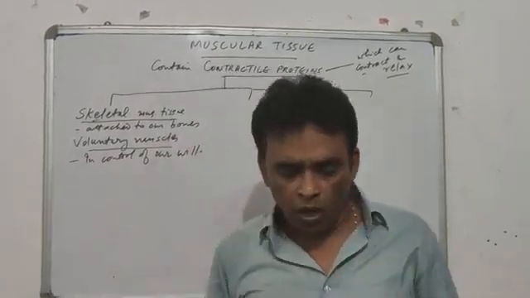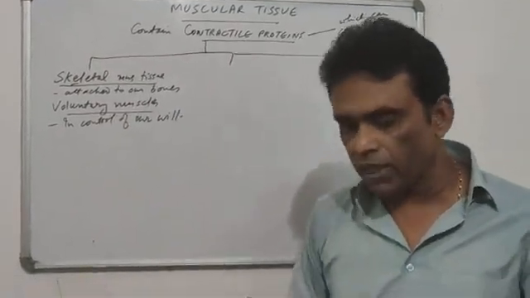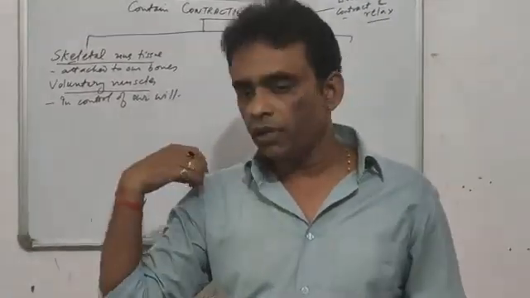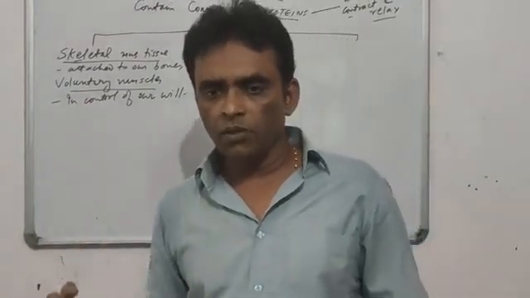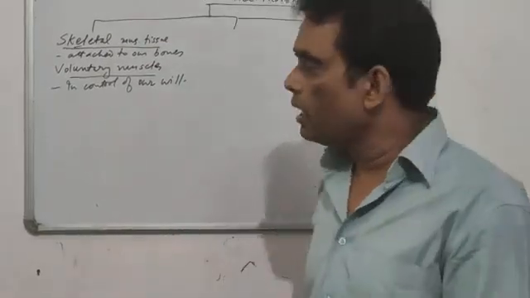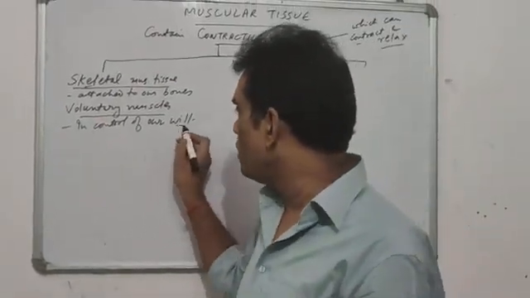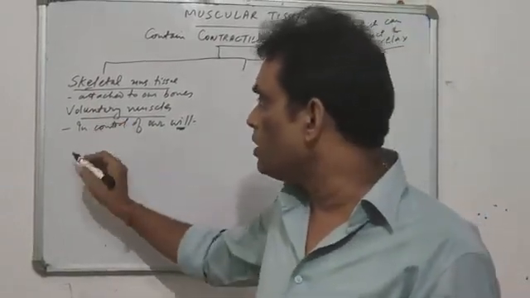Whenever we want, we can move them, like the muscles of your hand and your legs. Whenever we want, we can fold it. Whenever we want, we can relax it. They are under our control. If I don't want to fold it, I will not fold it. Because they are under the control of our will, that is what is called voluntary muscles.